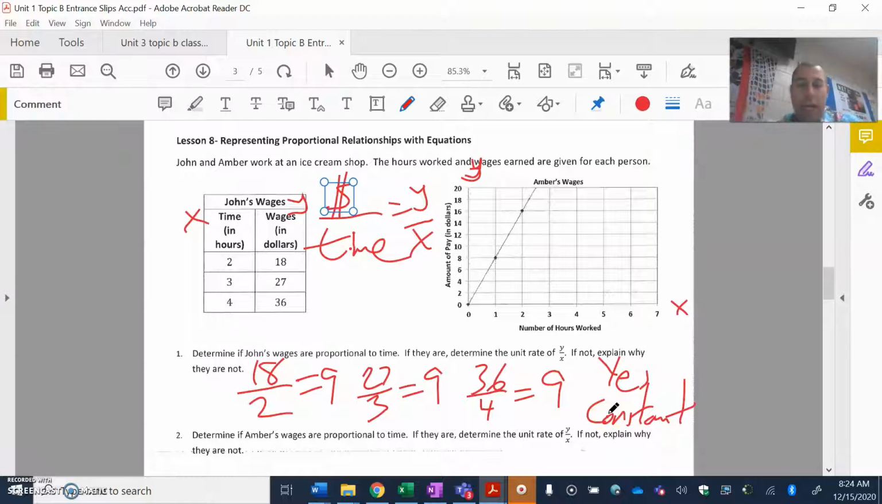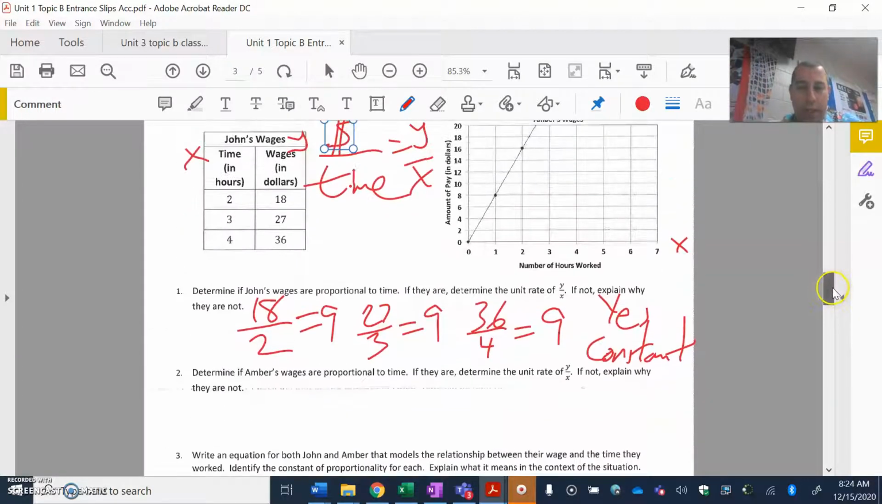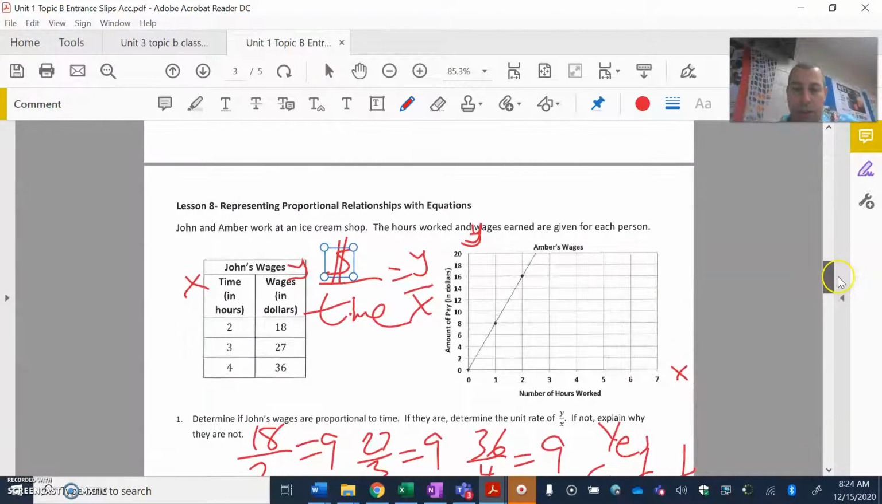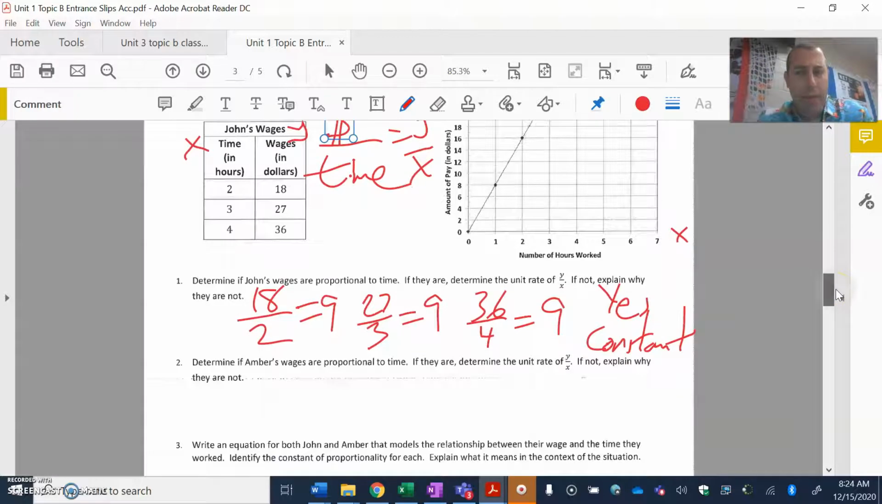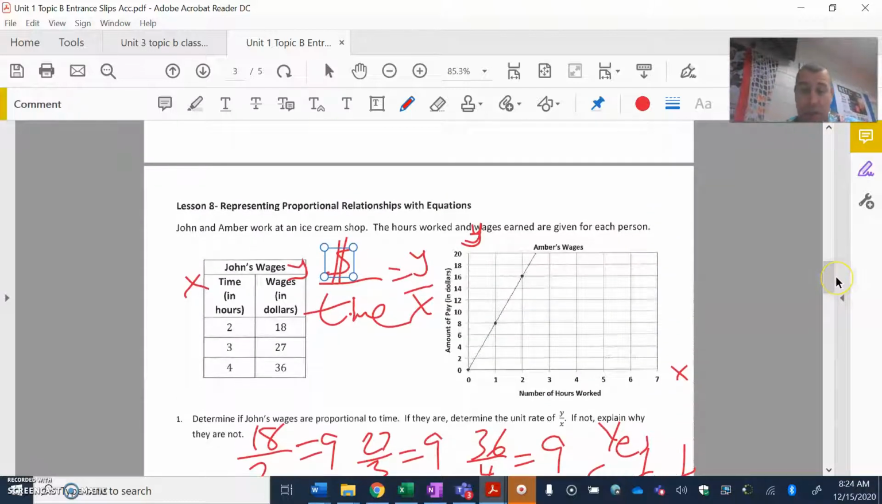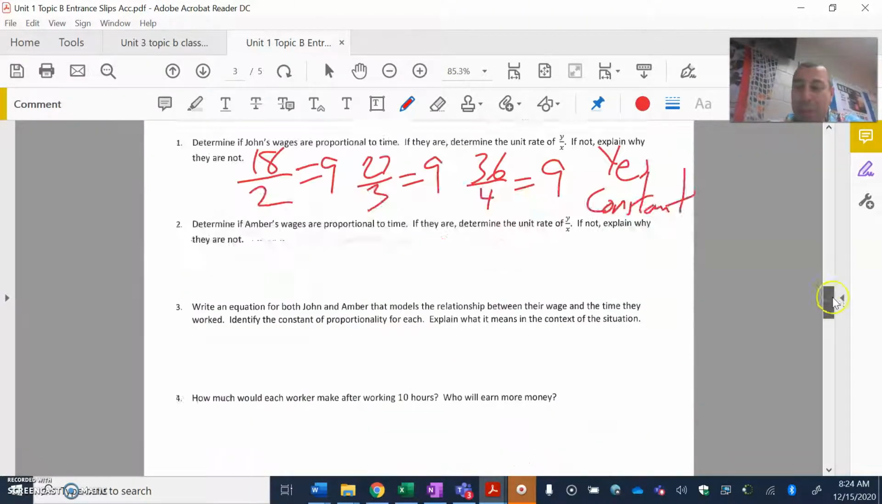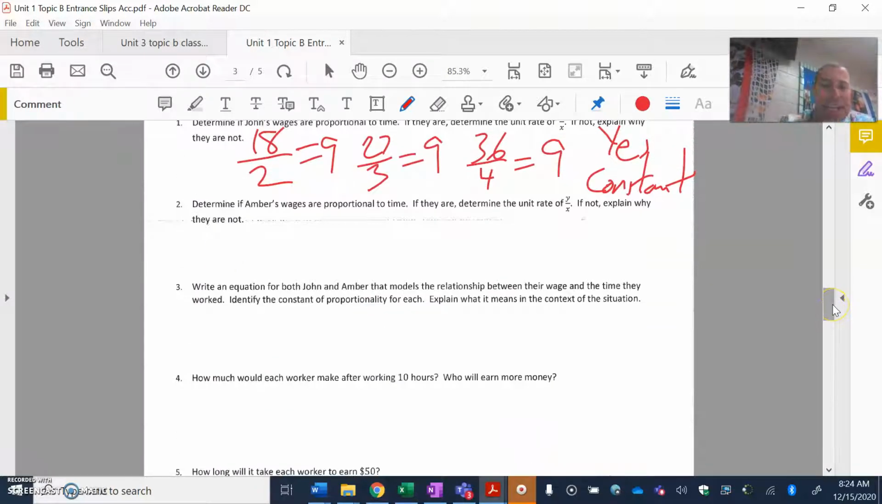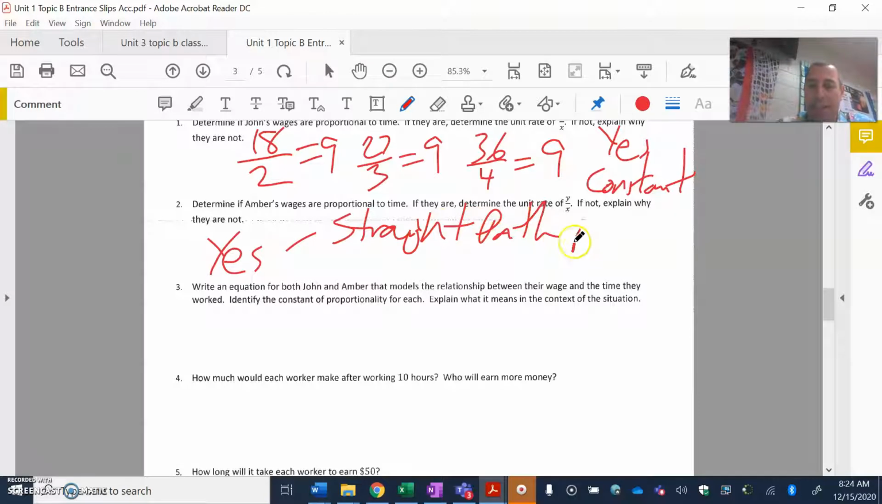Okay, so looking at Amber. Well, what I could do here is I could use the unit rate and do y divided by x. But I got a graph. Remember, 2 requirements for a graph. Straight path of points, number 1, and through the origin, number 2. So do we have a straight path of points that's going through the origin? Absolutely we do. All right, so yes, and then we're going to make sure we put that down. All right, straight path of points, right? And then remember, it also has to go through the origin.